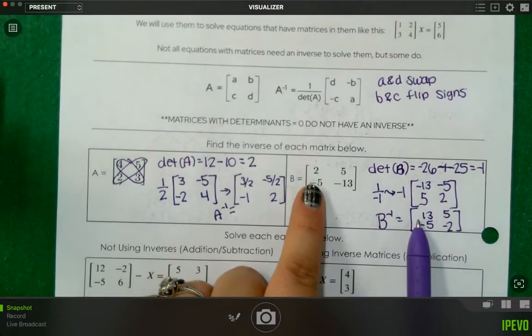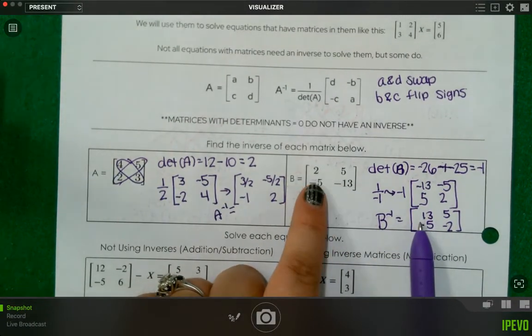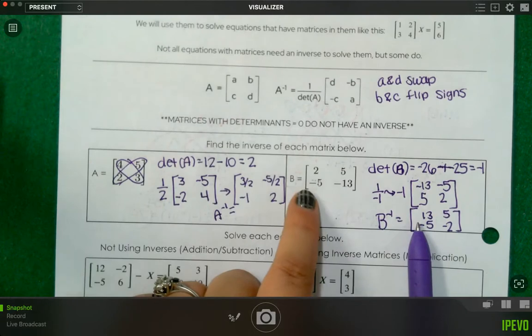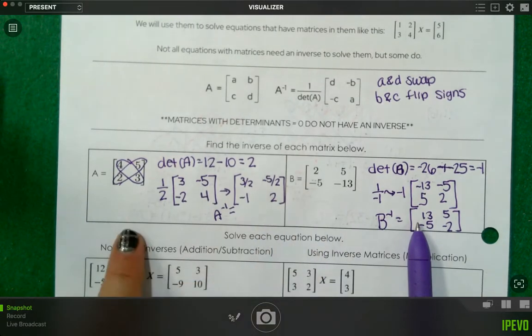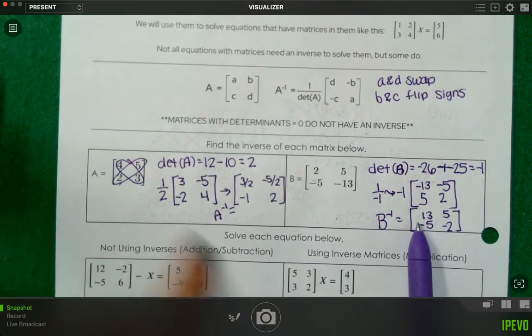So if I multiplied these two together, we would get what's called the identity matrix, where it ends up being 1, 0, 0, 1. Same thing over here. That's one way that you can check.